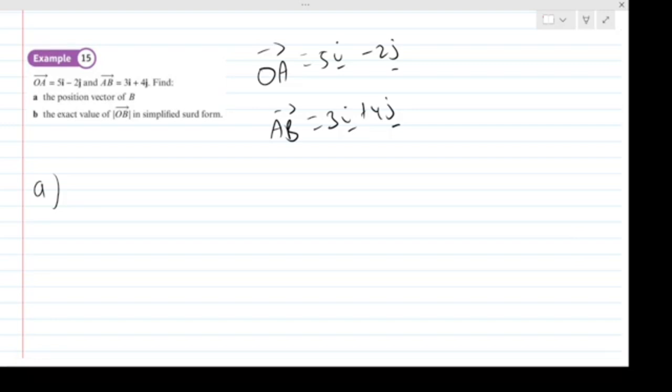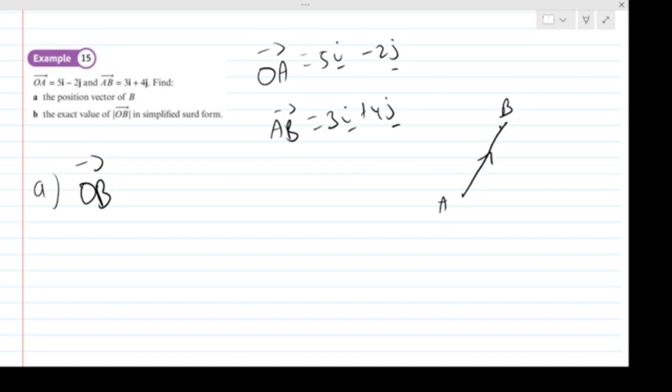Then we want the position vector of B. So that's going to be the vector OB, from the origin to B. Again, I can draw a triangle if you want. So if I have the point A to point B, that's the vector AB there.